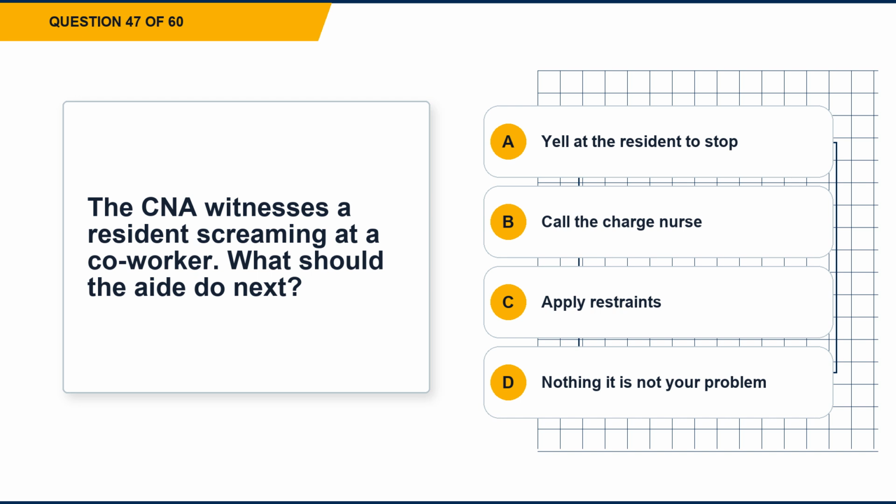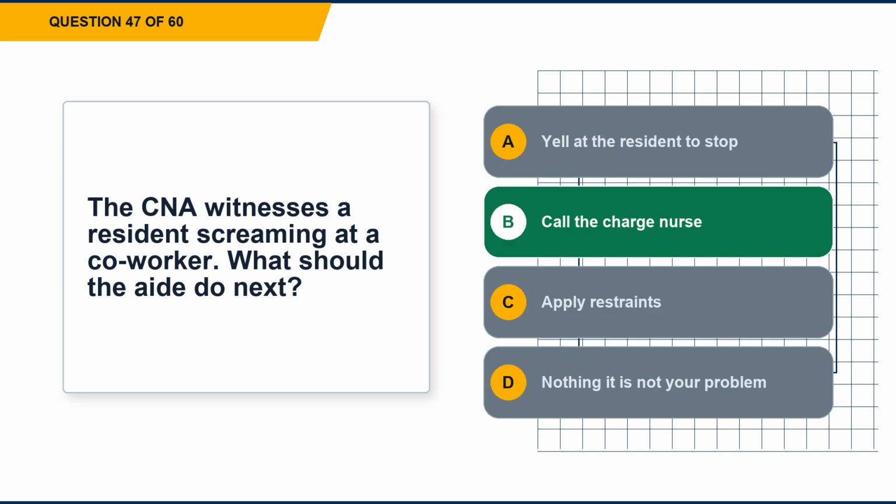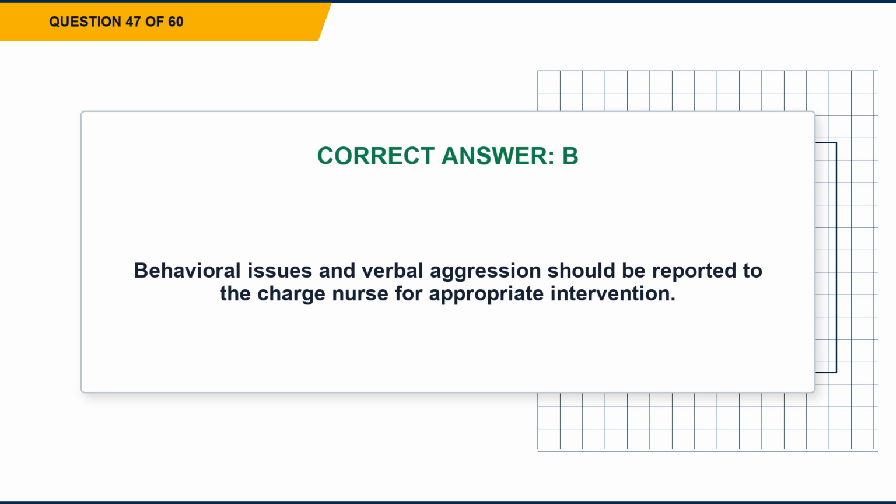Option A, yell at the resident to stop. Option B, call the charge nurse. Option C, apply restraints. Option D, nothing, it is not your problem. The correct answer is option B, call the charge nurse. Explanation. Behavioral issues and verbal aggression should be reported to the charge nurse for appropriate intervention.